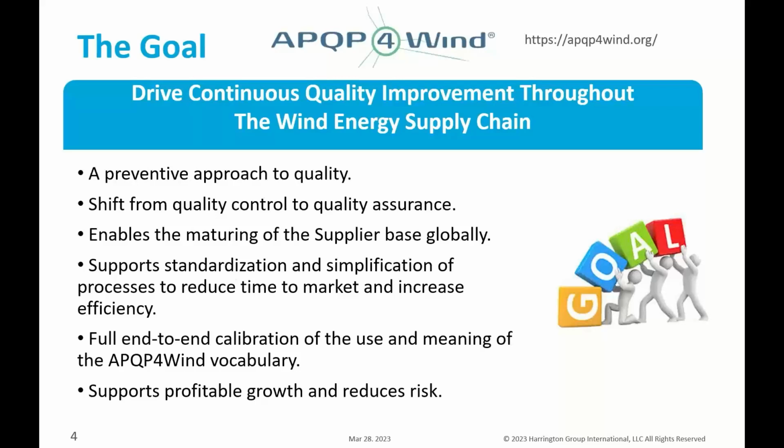Wind energy is very lucky to have a great professional organization, APQP for Wind. It's a nonprofit founded by the world-leading wind turbine manufacturers and suppliers. If you haven't checked them out, go to apqp4wind.org. They have a lot of good information, a lot of smart, passionate people that are trying to continuously improve the wind energy supply chain. And that involves a lot of things. Today, we're really just going to focus on the PPAP start of it.